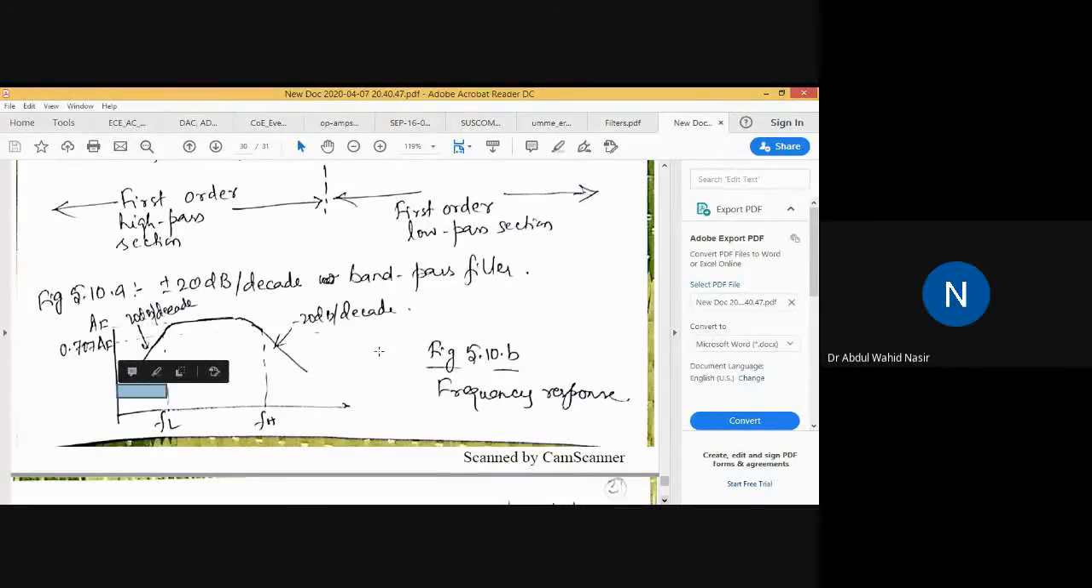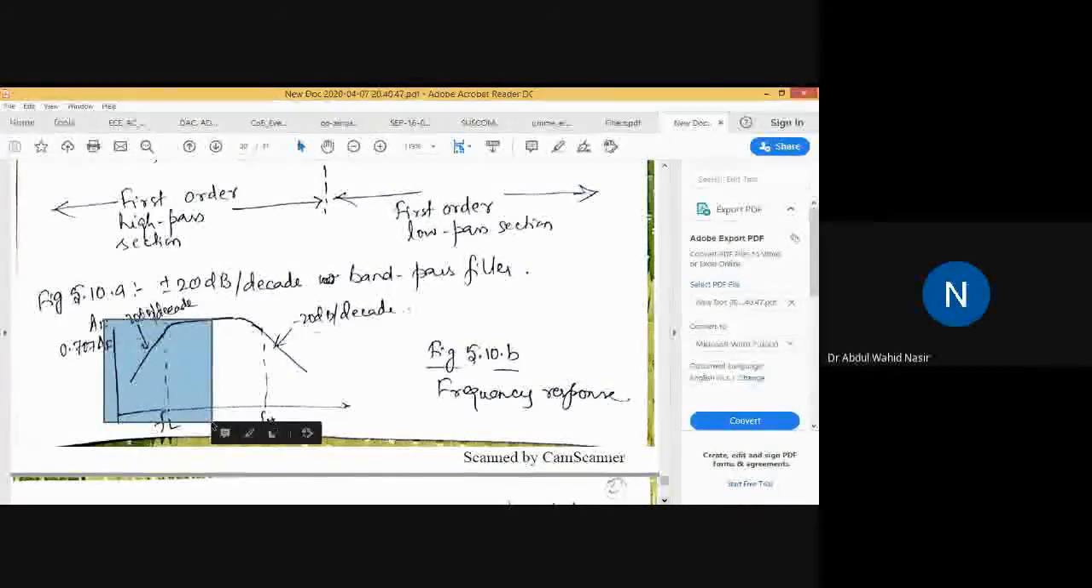Clear? So if you will see, just consider the response. I have selected a portion. Now tell me what type of frequency response is this? You can easily say it is a high pass filter. Clear? So why is it a high pass filter? Only for the region that I have selected.